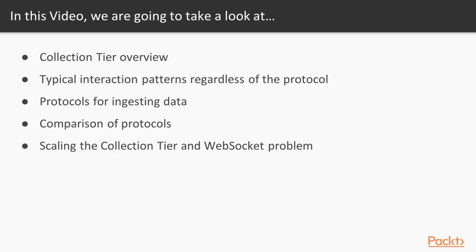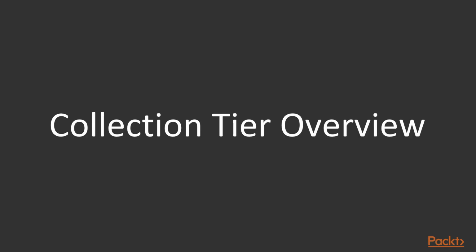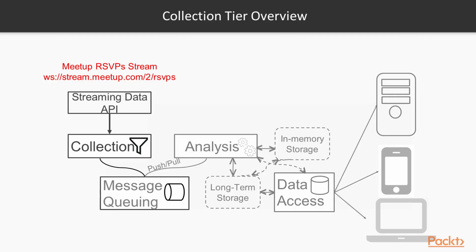Mainly, we will talk about different interaction patterns and different protocols for ingesting data. But we will also take a look at a specific scaling issue. So the collection tier overview is our first target. On the streaming blueprint architecture diagram, we can easily notice that the collection tier stands between the streaming data API, Meetup RSVP API in this case, and the message queuing tier.